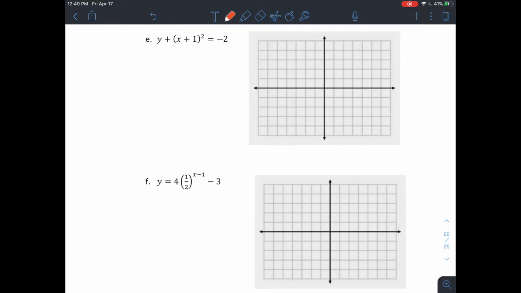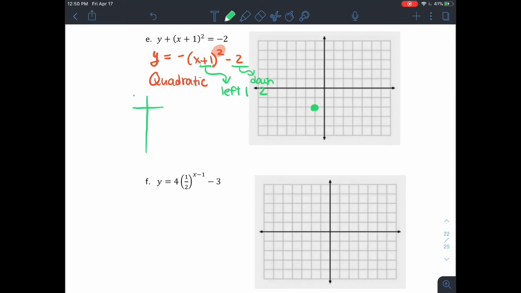This one again, I'm going to rearrange it, so I'm going to subtract that entire quantity in parentheses from both sides, which will make it y equals negative (x plus 1) to the second minus 2. It's squared. If I think about multiplying that out, it'll be a quadratic, degree 2. This one's nicer because it's in vertex form, so your vertex is translated left 1 and down 2. I'm leaving my letters out today. So I can just put my vertex at negative 1, negative 2, and then get some more points.